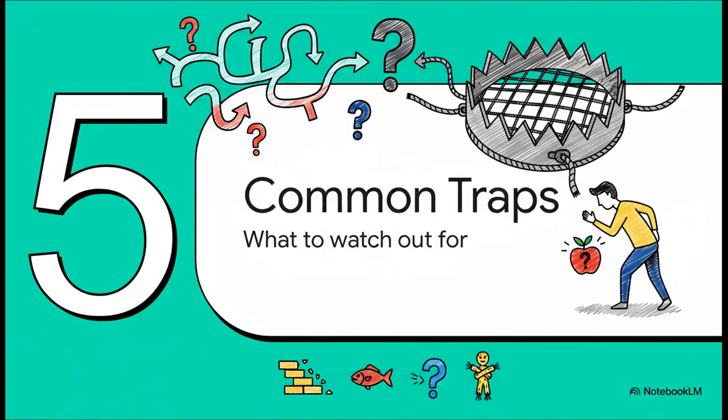So now that you know how to build an argument, let's talk about how to spot a weak one. There are a few common traps that are super easy to fall into, both for writers and for readers. Once you know what they are, you can see them from a mile away.